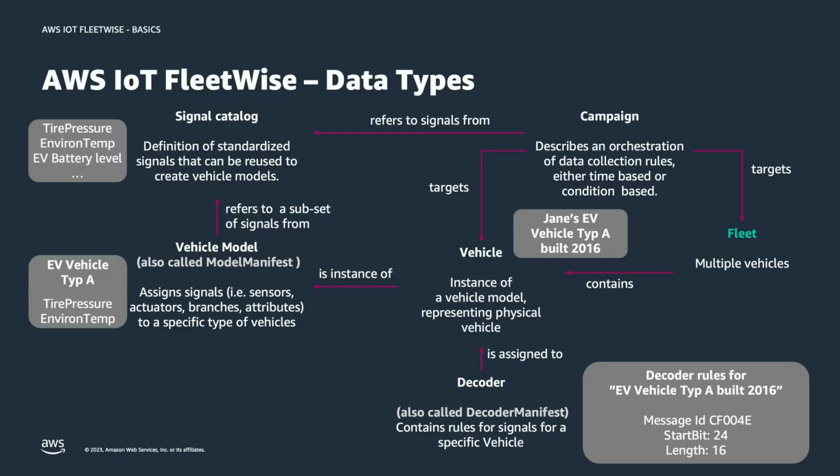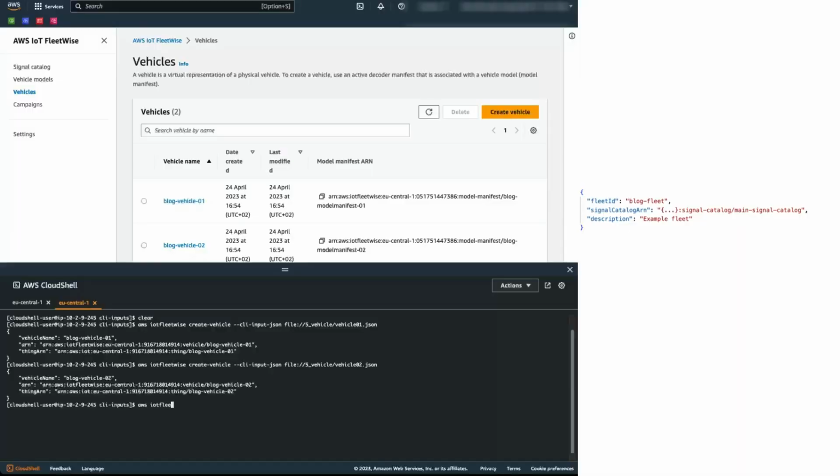We're moving forward and creating a fleet. So we want to create one fleet that contains both the vehicles. So we're now going to create the fleet. We don't need much for this, just the signal catalog ARN. Which signal catalog are we referring to within this fleet? Which kind of signals should be able to be collected by the campaigns later on? We have the fleet ID, which is block fleet.